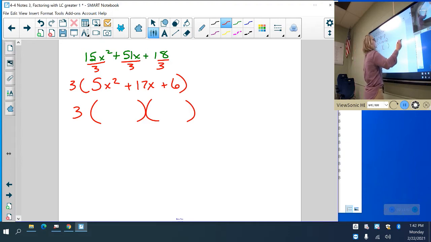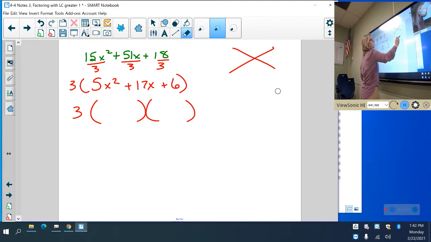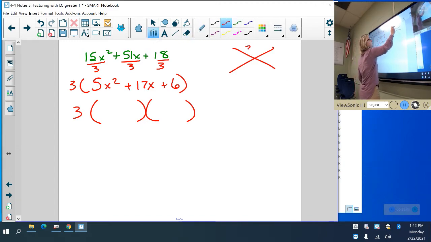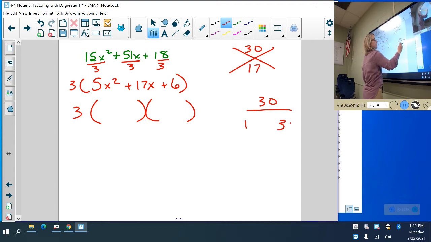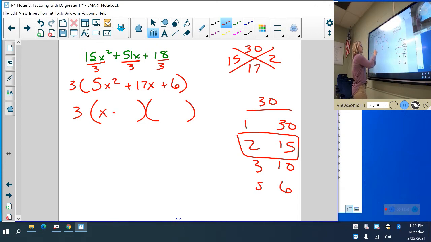So 5 times 6 is 30. Forgot to write my little x there. 5 times 6 is 30, adds up to 17. So all the factors of 30: 1 and 30, 2 and 15, 3 and 10, 5 and 6. Add up to 17, 15 and 2. It doesn't matter which order you put them in. So I have x plus 15, x plus 2.